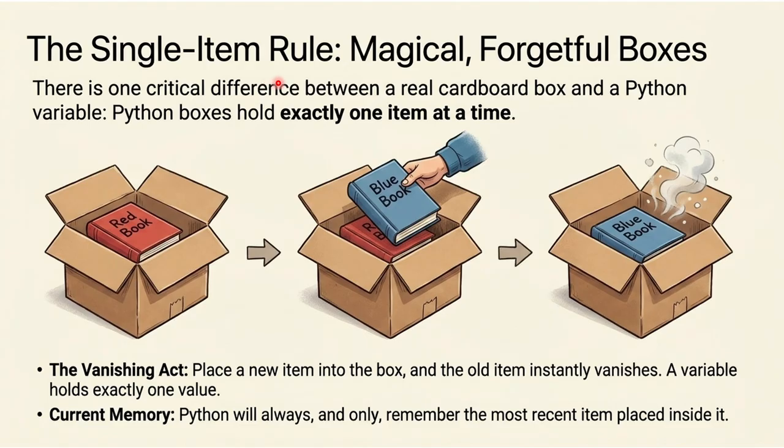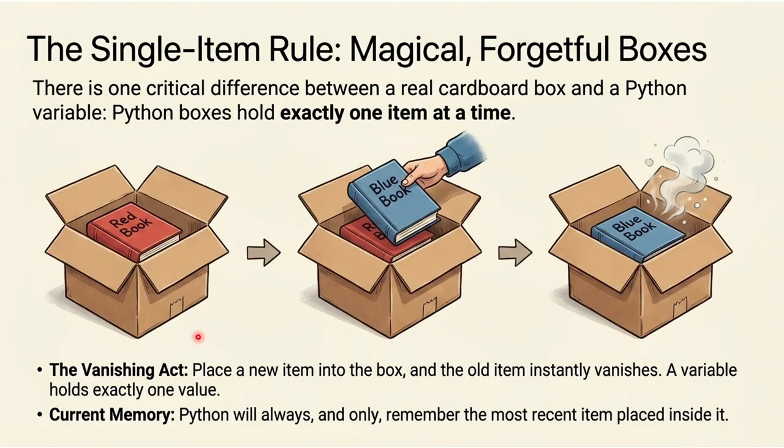So here it says the single item rule, magical forgetful boxes. So let's go through this one. There is one critical difference between a real cardboard box and a Python variable. Python boxes hold exactly one item at a time. So what does this mean? Suppose you were previously having a value like 1, and now you change that value to 2, so it will forget 1 and it will store the new value 2.